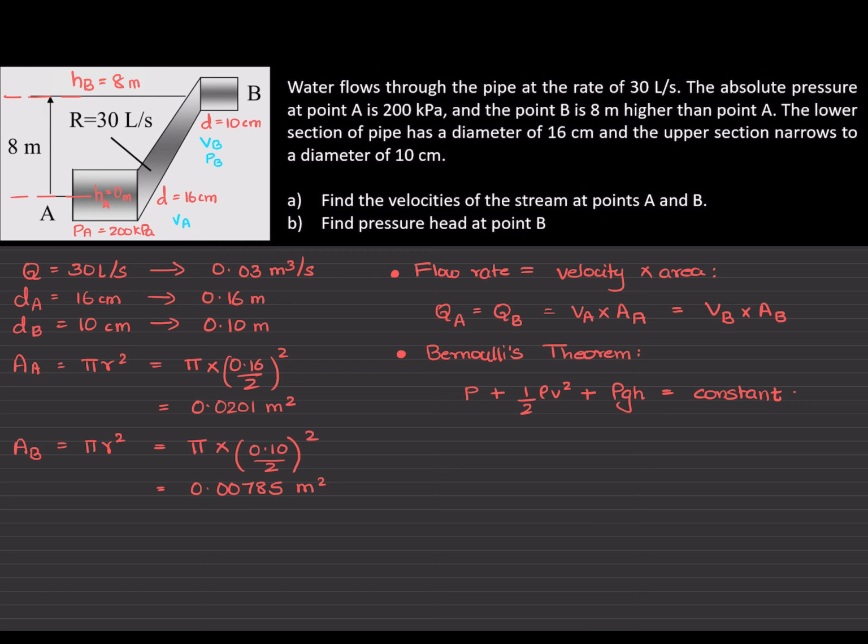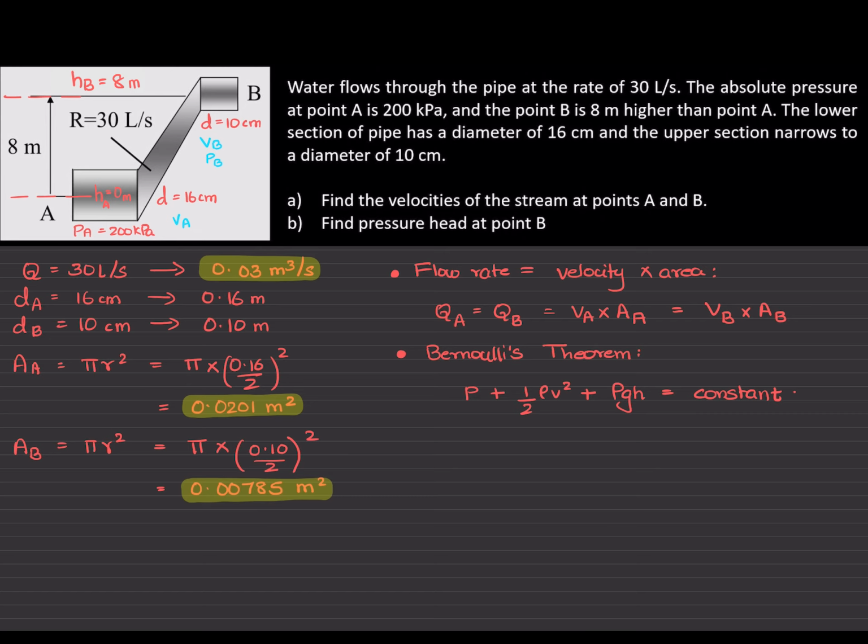So now we know the cross-sectional area at A, the cross-sectional area at B, and the flow rate in meter cube per second. Now let's get into solving the first part of the question, where it asks us to find the velocity of the stream at point A and point B. From here we know that this is our flow rate, this is the area of cross-section A, and this is the area of cross-section B.